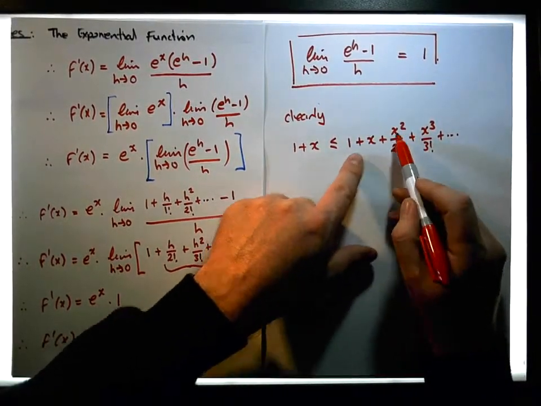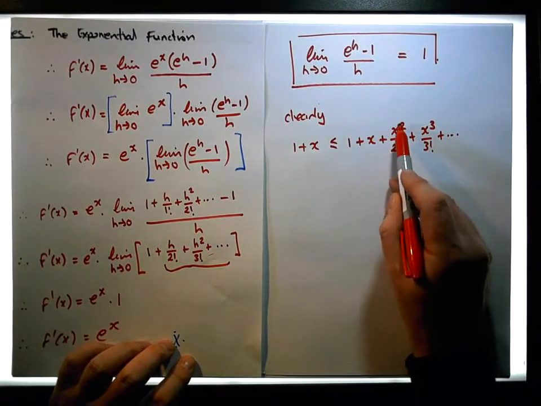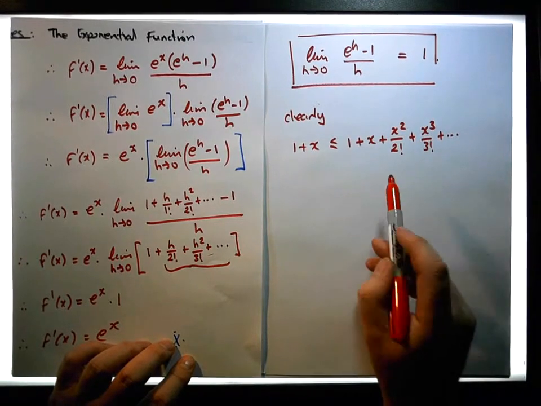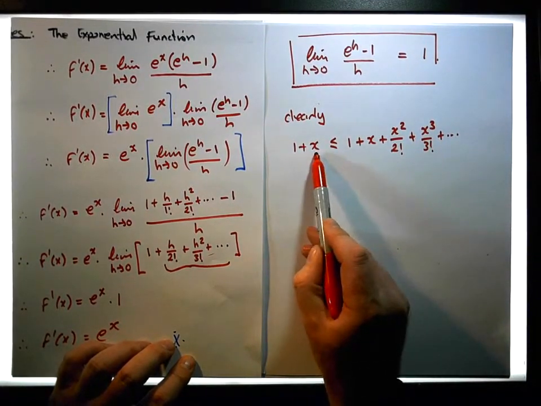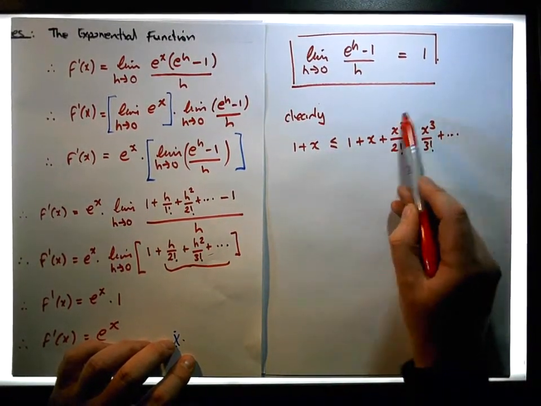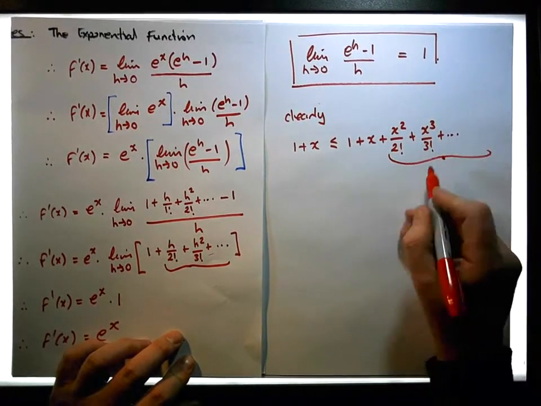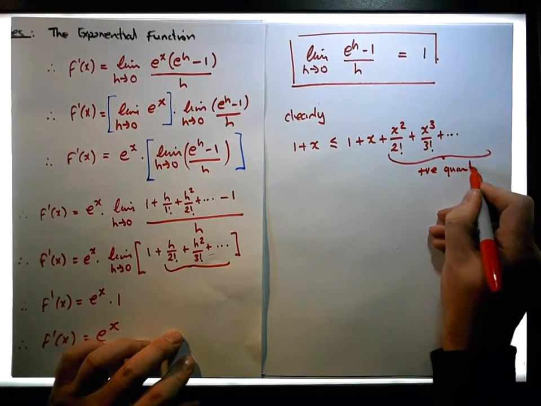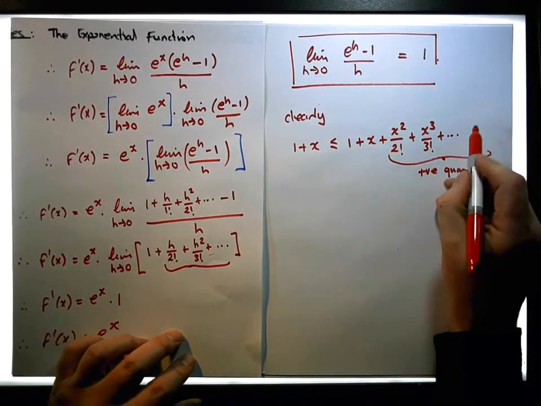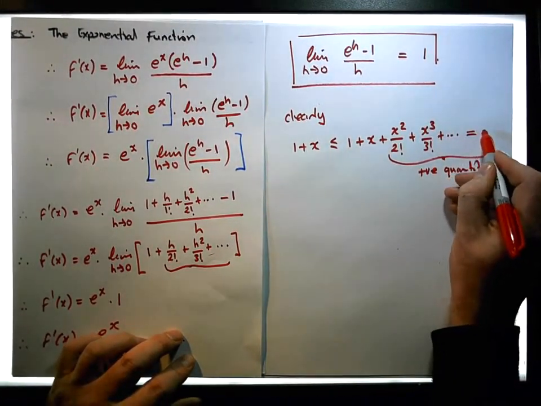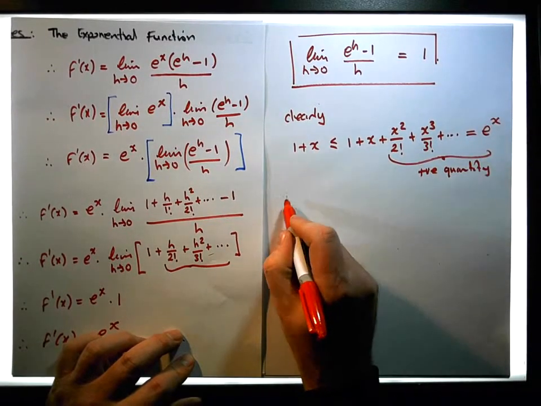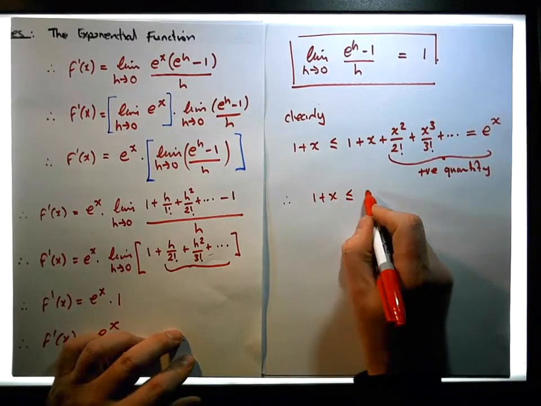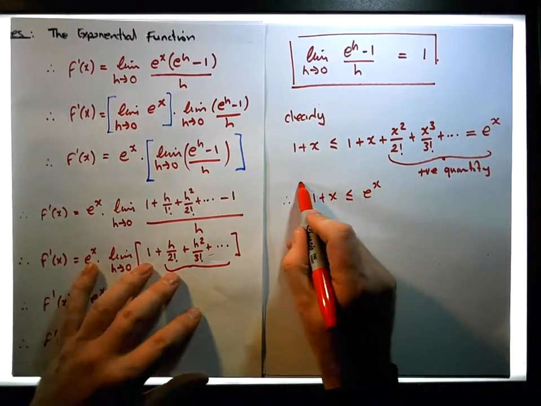When x is greater than or equal to 0, each one of these particular terms is going to be positive. And what we end up with is that 1 plus x must be smaller than 1 plus x plus some positive quantity, if that makes sense. But what this Taylor expansion is actually equal to is e to the x. So therefore, we have that 1 plus x is less than or equal to e to the x. And that's an important identity that we have here.